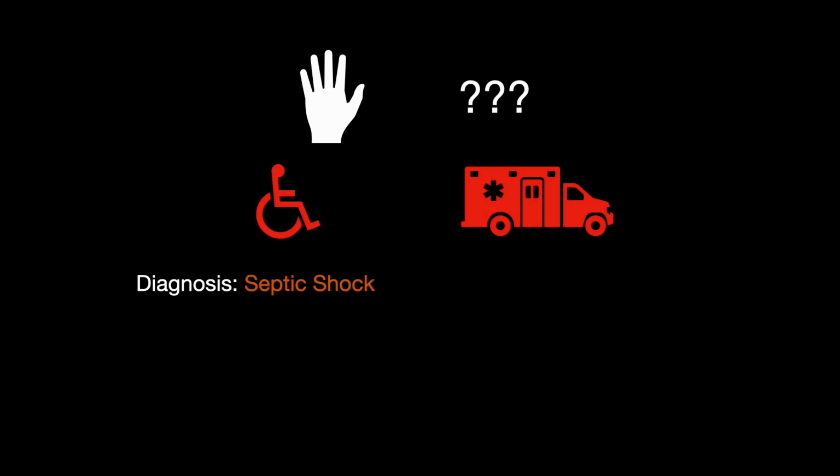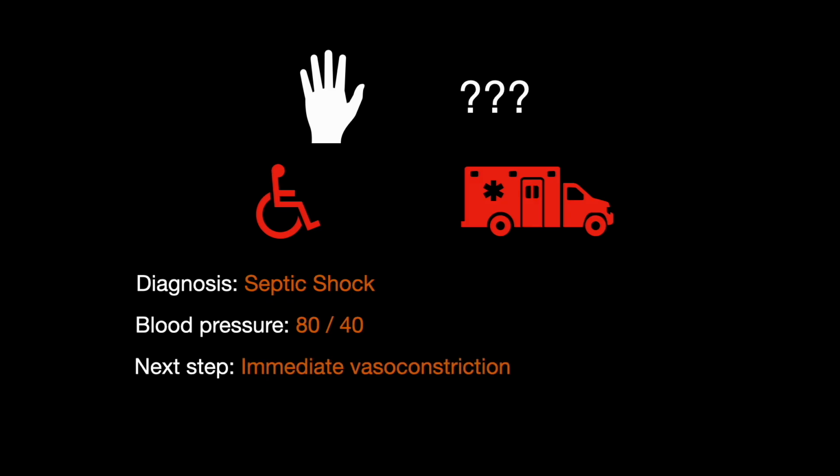A patient is rushed to the ER with a severe septic shock. Blood pressure is 80/40. To save their life, you need immediate massive vasoconstriction. So, which specific adrenergic receptor are you targeting right now? You will learn the answer to this question after watching this video.